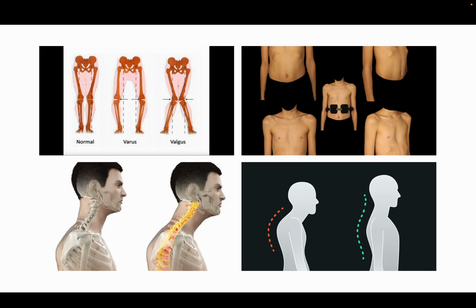In the top right picture, this is going to indicate trunk instability. And then in the bottom right picture, you can see on the right side, it's what your spine should normally look like. And on the left side, that's hyperkyphosis and also a little bit of hyperlordosis.